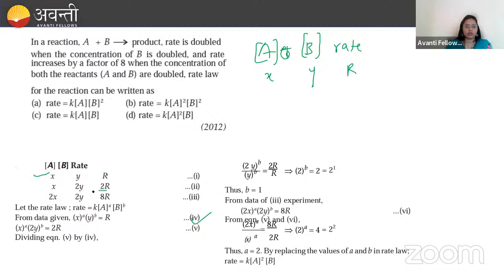If rate is double when the concentration of B is double, rate double होता है जब B का concentration double होता है, and rate increases by factor of 8, और rate 8 से increase होगा जब आप concentration of both the reactant double कर रहे होंगे। So what will be the rate law?